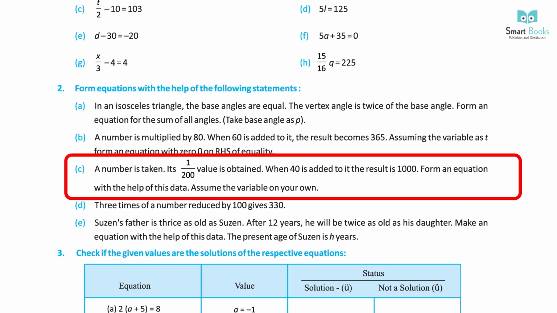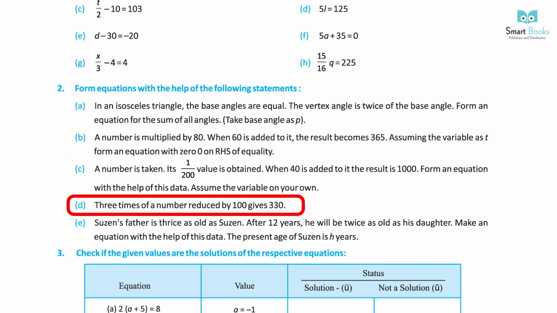C. A number is taken, its 1/200 value is obtained. When 40 is added to it, the result is 1000. Form an equation with the help of this data. Assume the variable on your own. Solution. x/200 plus 40 is equal to 1000.